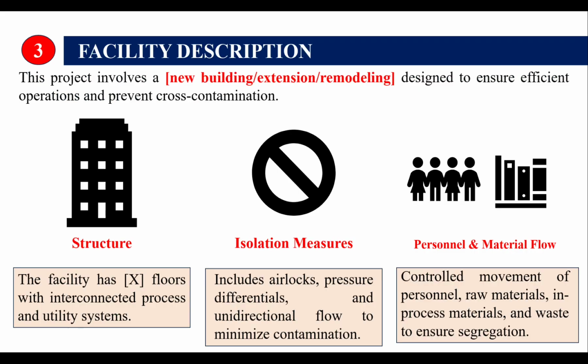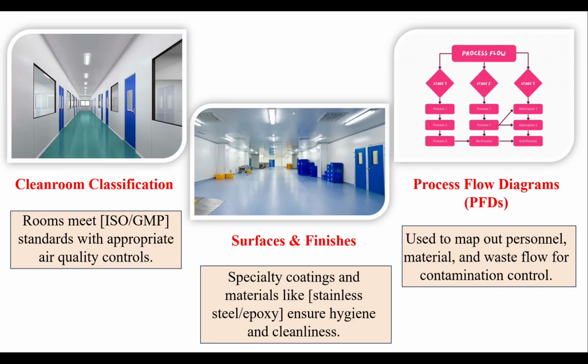After that, we need to mention the facility description. This section describes the physical setup, whether it is a new building, an extension or a remodeling. The facility description also includes the structure of the building, number of floors, etc., with isolation measures to avoid any sort of contamination. It also includes diagrams, room classification, material holding, personnel, cleanliness, and clean room classification. Everything will be described here.